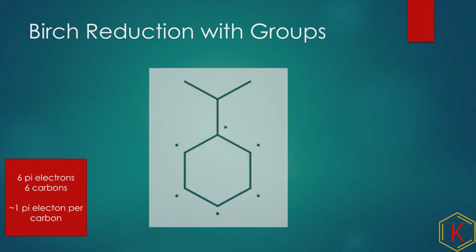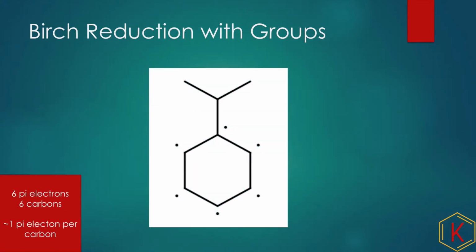Now let me add a group on. Here's an alkyl group on the benzene ring. That's an electron pump or donor, as we just discussed a minute ago. Well, it's going to pump density into the ring, making that carbon partially negative.